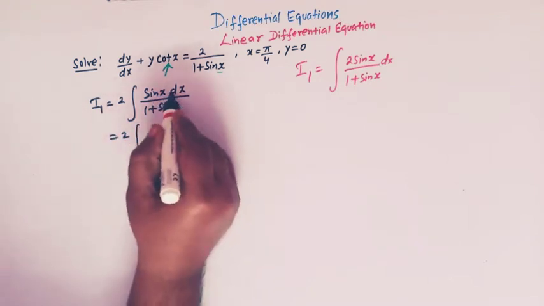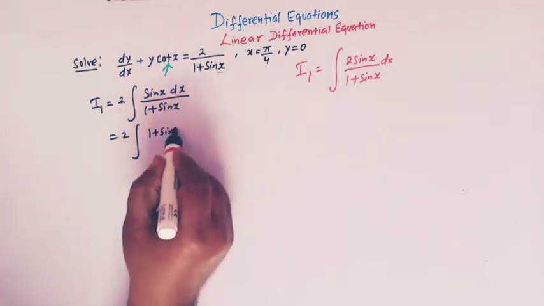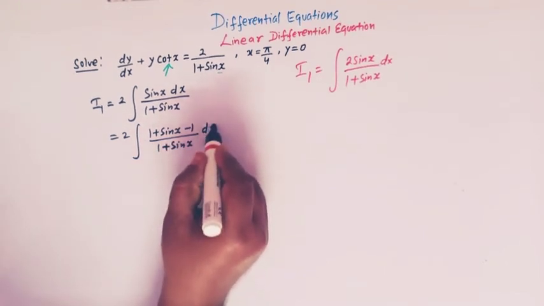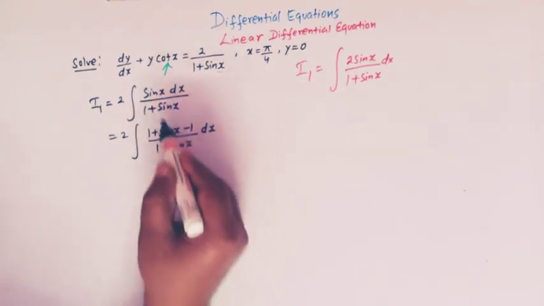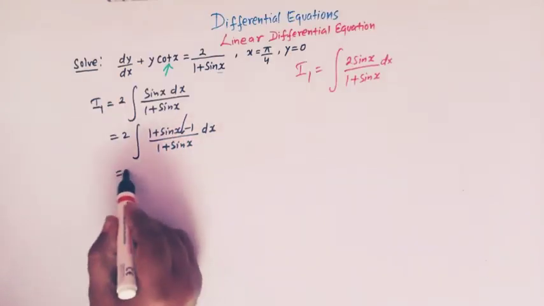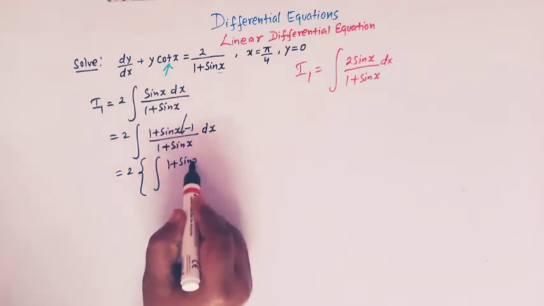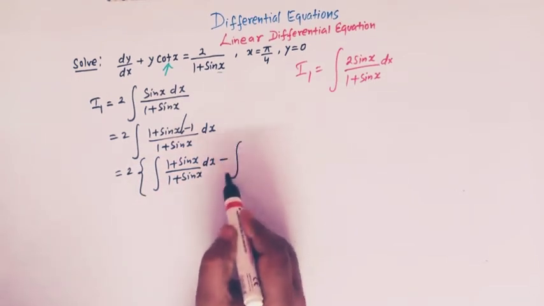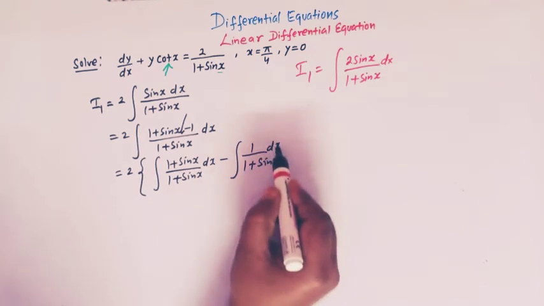Now we'll add and subtract 1 in the numerator, so we write it like this: 1 plus sin x minus 1 over 1 plus sin x. Because we are adding and subtracting 1, it will not make any difference. Now we'll separate this integral. So we have 2 times integral of 1 plus sin x over 1 plus sin x dx minus integral of 1 over 1 plus sin x dx.